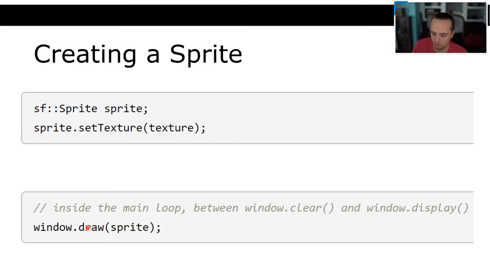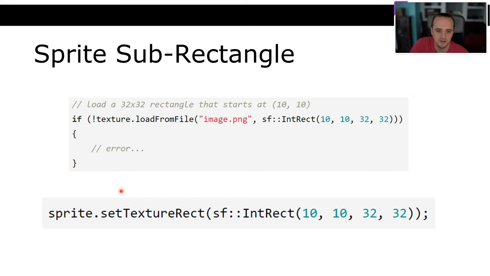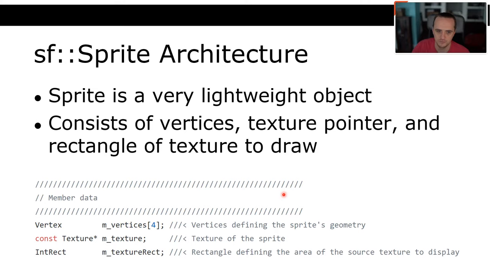Okay. And similarly, what we can do is set a subrectangle of the texture to be drawn, just like we said. What does the sprite look like underneath? So for example, if we have a texture and we create 100 different sprites based on that texture, is the texture being copied? No, it's not.